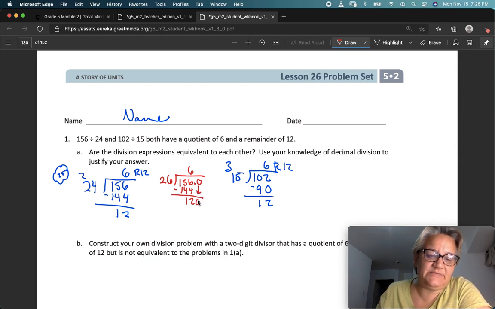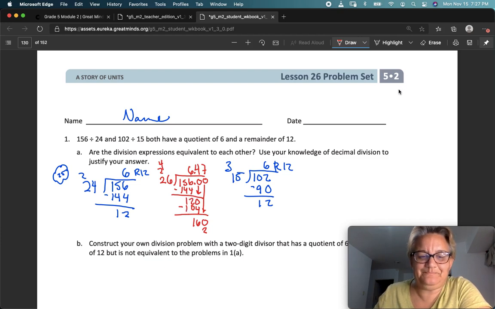And 26 into 120 would go 4 times. 4 times 6 is 24. Carry the 2. 4 times 2 is 8. Plus 2 is 10. Okay, that gives me 16. Now I'm going to bring down a hundredth. See, so that would be 7 times, maybe 7. 7 times 6 is 42. Carry the 4. 14, 15, 16, 17, 18. Oh, wait a minute. That's too much. Let's go back to 6.